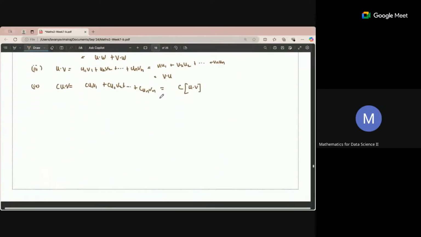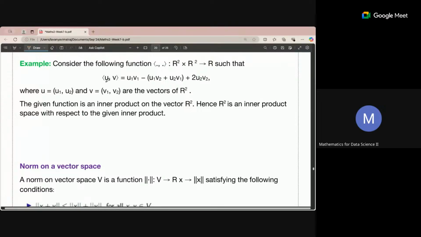Right? So here is another example. So here <u, v> is defined in this way. So the given function is an inner product. Hence R2 is an inner product space with respect to this. See, just like you can define addition and scalar multiplication in vector spaces in different ways, inner product also can be defined in different ways, not necessarily dot product. So here you have an example.